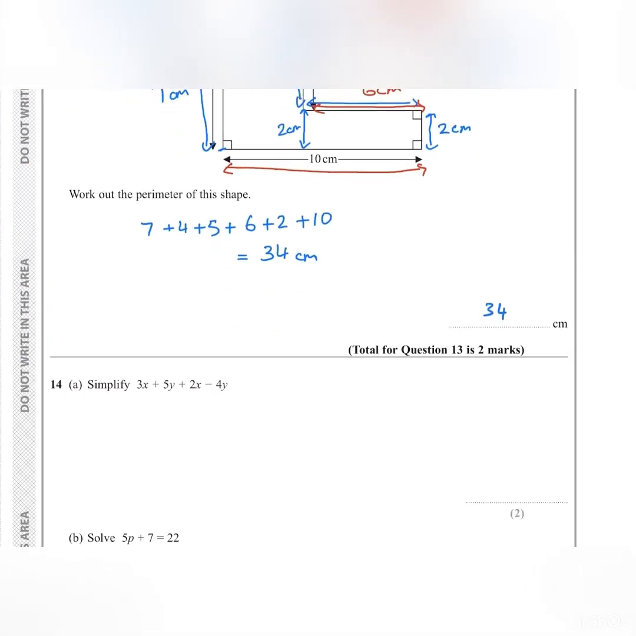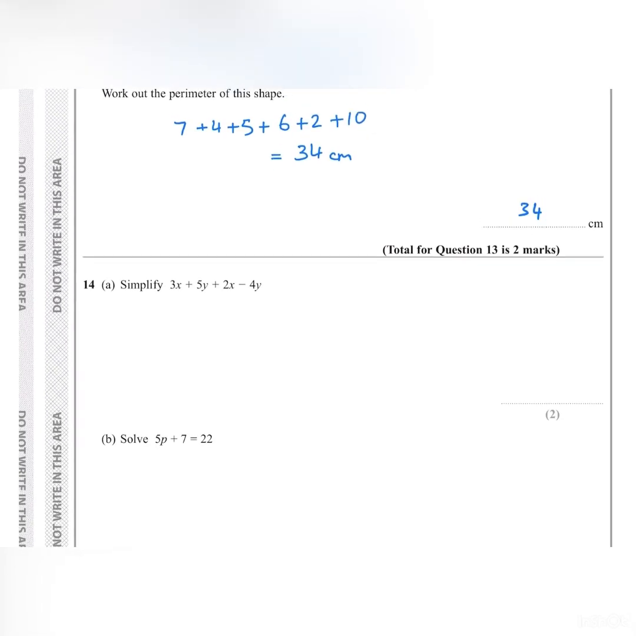Okay, next question, number 14, a bit of algebra here. Now the first part is simplify 3x plus 5y plus 2x minus 4y. And if you look at the like terms, that's 3x plus 2x. So if you add them together, that will make 5x. And then the next like terms are plus 5y minus 4y. So that would be just 1y. And we can just write down plus y. That means it's 1y.